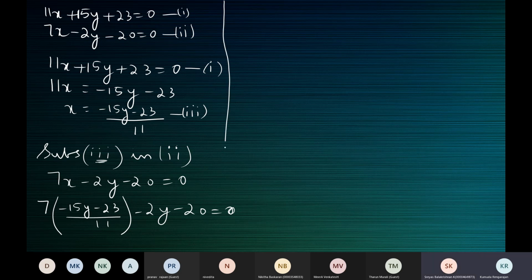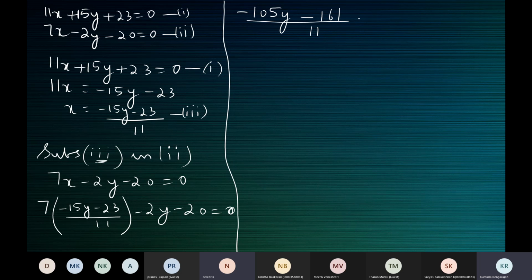It's just simplification, children, after this. How do I proceed? Ma'am, multiplying 7 with that minus 15y minus 23 by 11. Correct, tell me what will you get? Minus 105y minus 161 by 11. 161 divided by 11. 7. Minus 2y minus 20 equals 0.